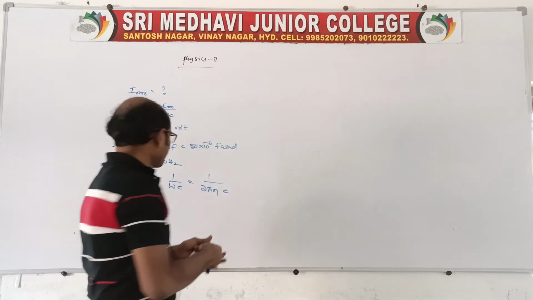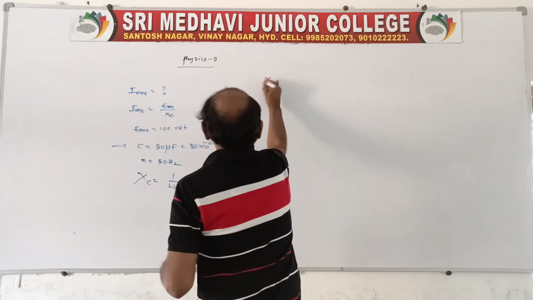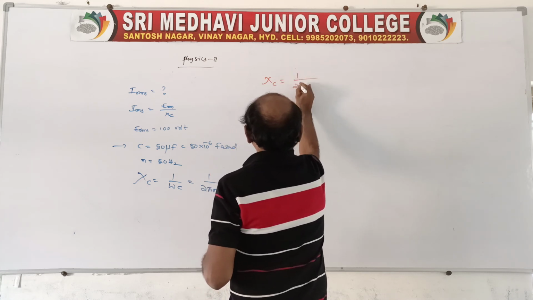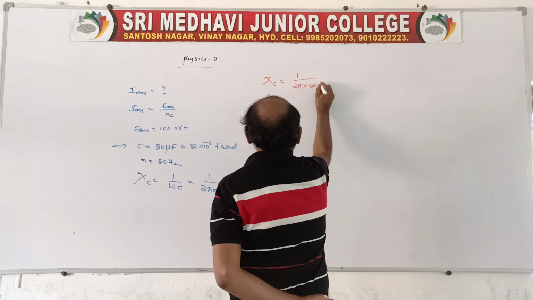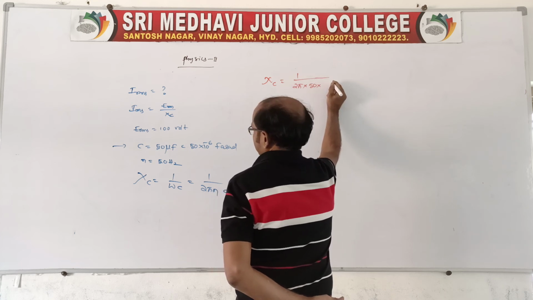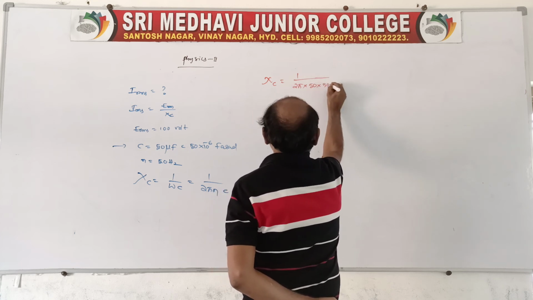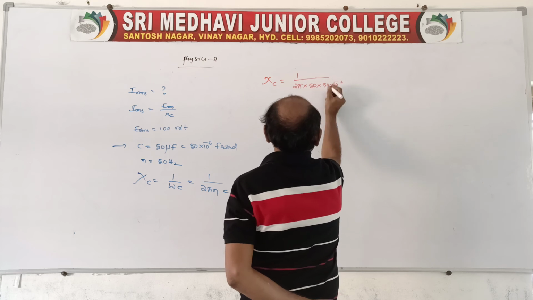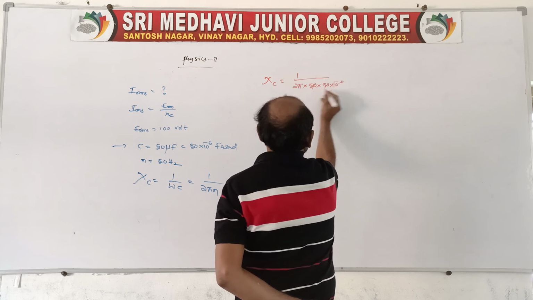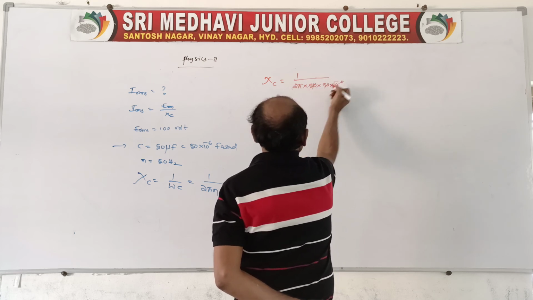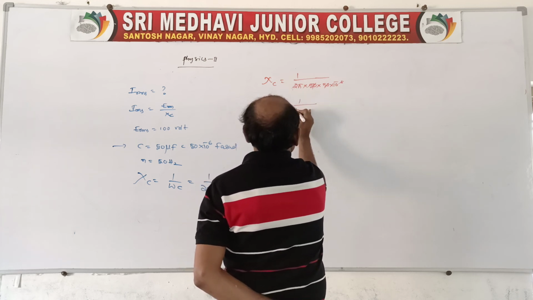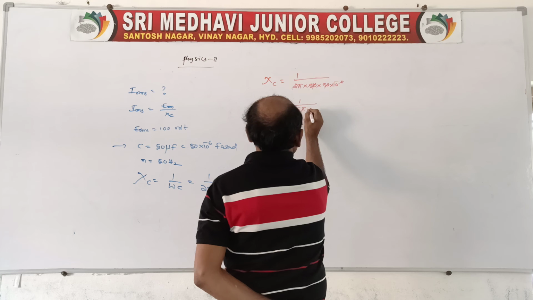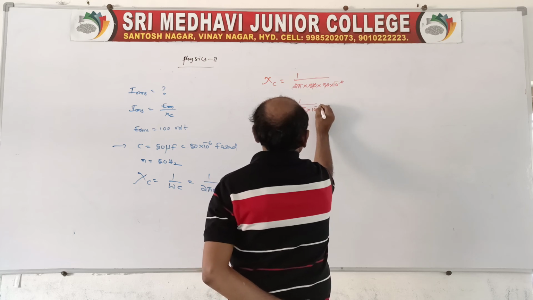Okay, now here you write XC is equal to 1 by 2 pi into n. What is n given? 50. And what is C given? Of course 50 microfarad, 10 power minus 6. So the 2 zeros cancel, 5 2s are 10, one more 0 is cancelled. XC is equal to 1 by, here only 5 is left, into 5 pi into 10 power minus 3.